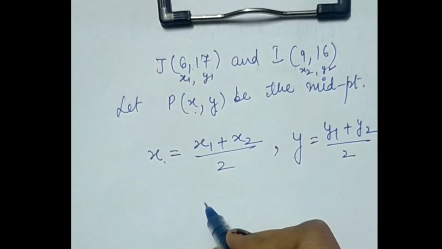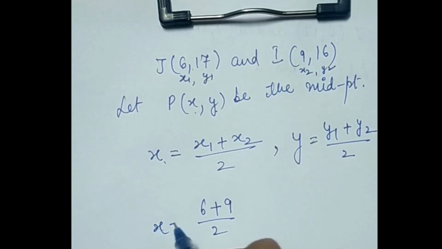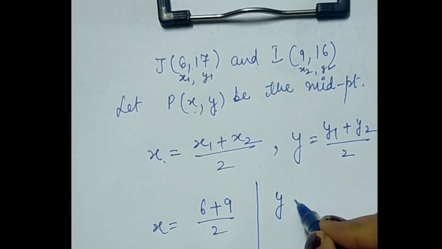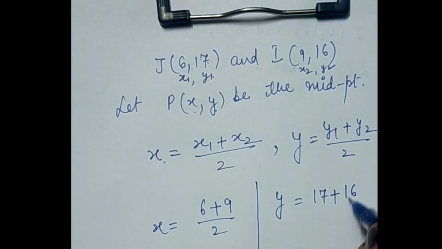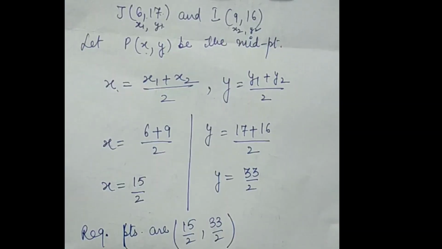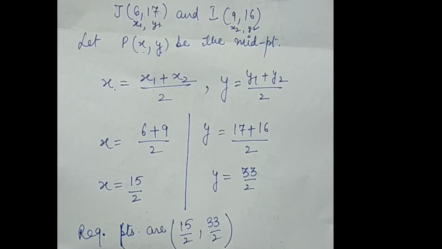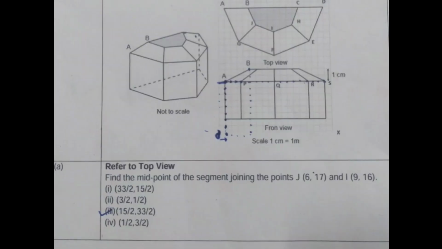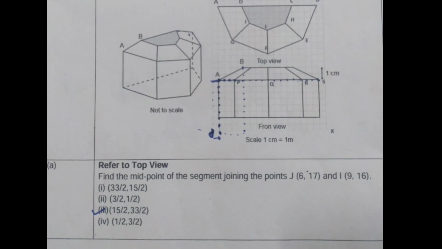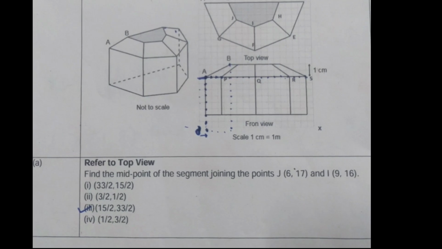So let's put in the values now. (6 + 9) over 2 for the value of x, and now for y it is (17 + 16) over 2. So the required coordinates of the midpoint are 15/2 and 33/2. So let's check the answer now. 15/2, 33/2 is the third option, which is the correct answer.